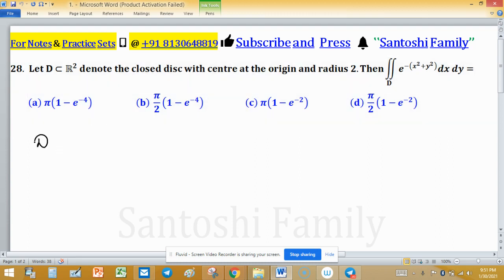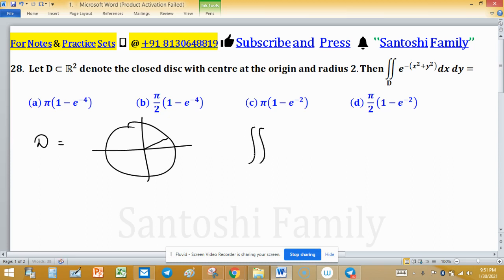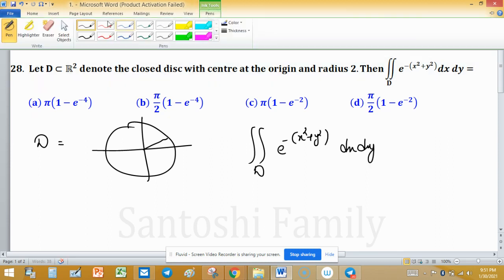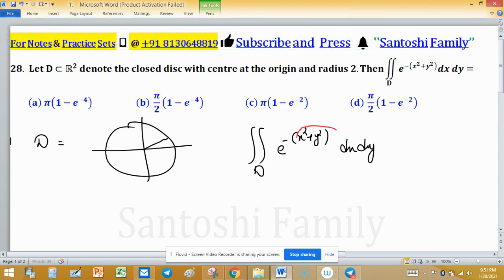As D is a disk, with center at origin and radius r, we have to evaluate the double integral over D of e raised to the power minus (x square plus y square) dx dy. Whenever you see x square plus y square in the integrand function, always transform this coordinate system into the polar system. It will be easier for us.